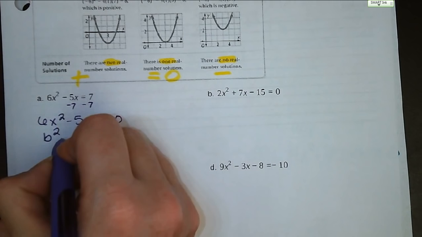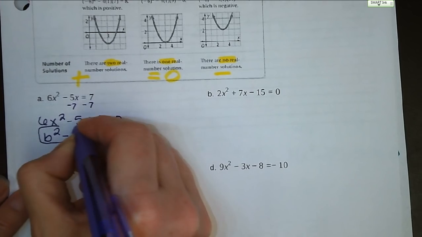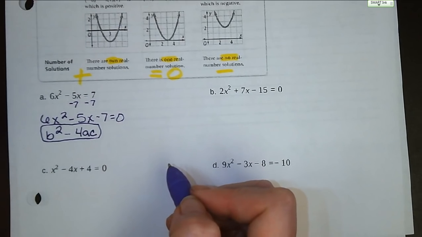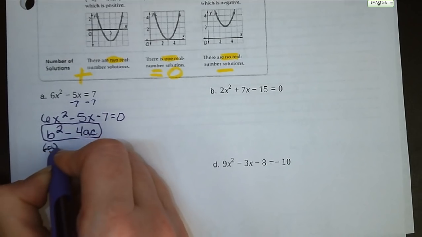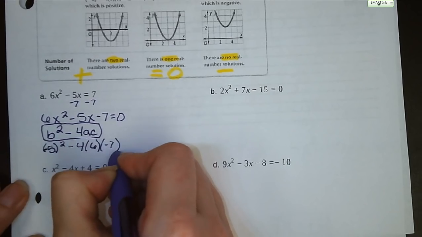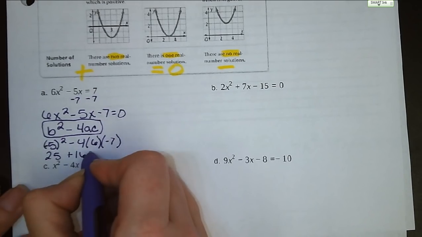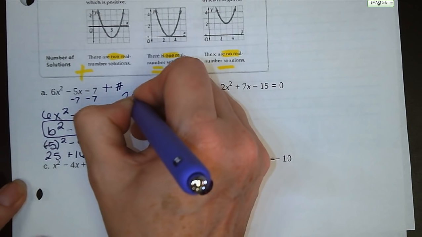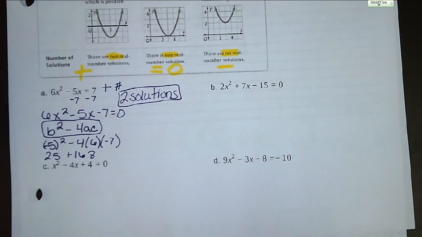So we've got problem A, 6x squared minus 5x equals 7. First, we need to write it in our standard form, which is 6x squared minus 5x minus 7 equals 0. So when you plug that in, negative 5 squared minus 4 times 6 times negative 7. And we get 25 plus 168. That's going to be a positive number, so we have 2 solutions. And at this point, we're not asking you what they are. We just want to know how many there are.